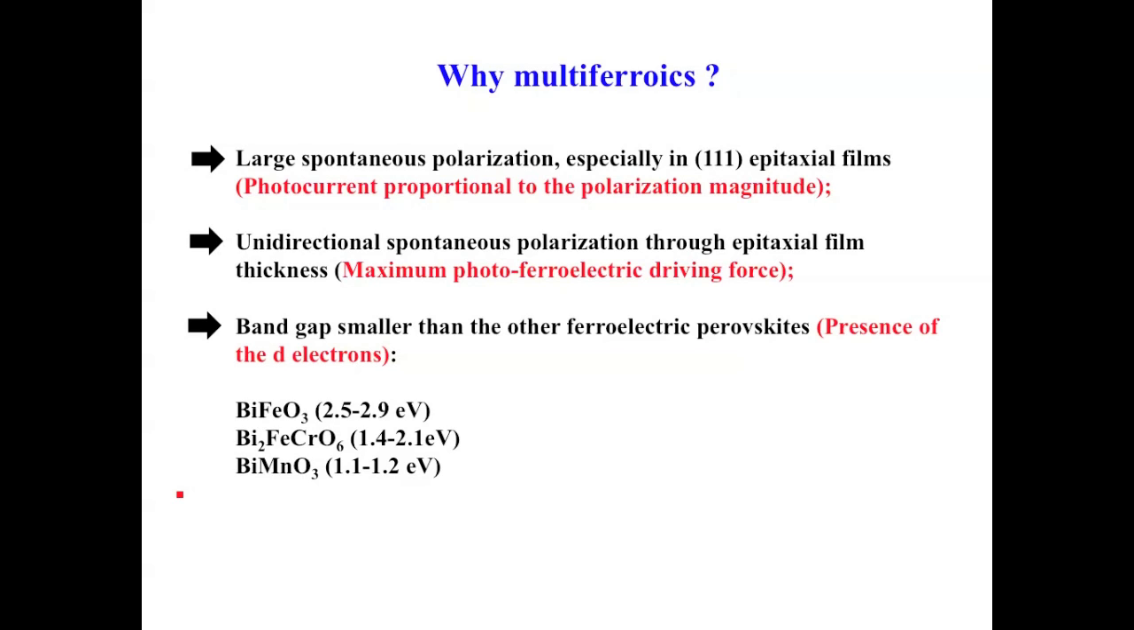And here I give some typical values of band gap of the most known multiferroics. Bismuth ferrite around 2.5 to 2.9 eV, bismuth ferrite chromite around 1.4 to 2.1 eV, and bismuth manganite is the smallest one, around 1.1, 1.2 eV.